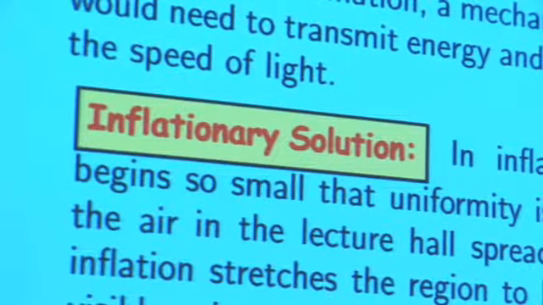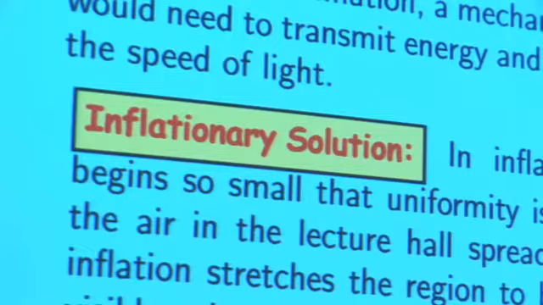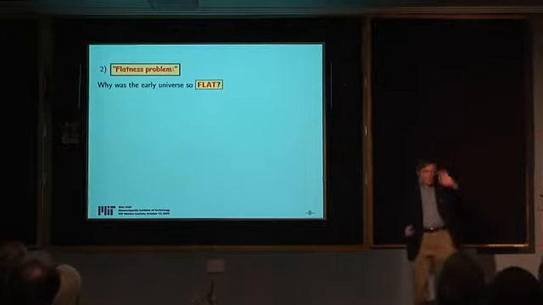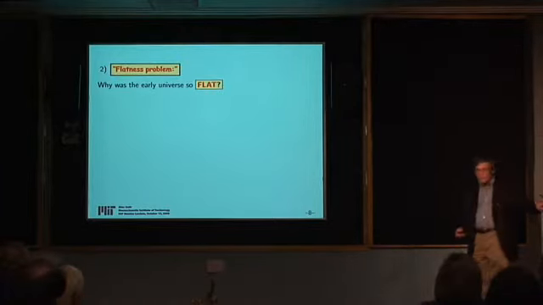Then inflation takes over and produces the accelerated expansion and magnifies this tiny speck to become large enough to include everything that we observe. So inflation provides a very simple and natural explanation for how the universe got to be so uniform. So that was item number one, my first piece of evidence that our universe actually underwent this process called inflation.